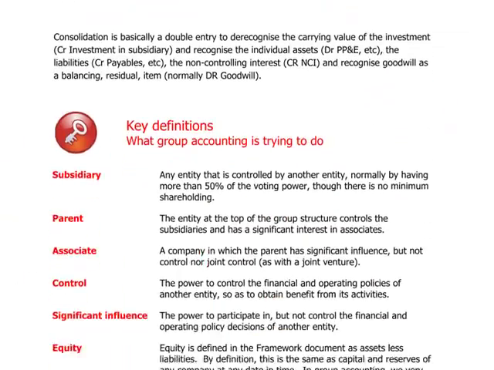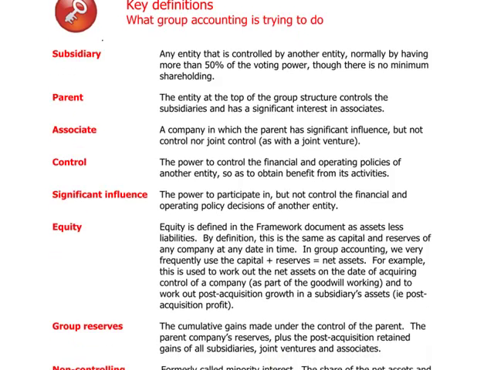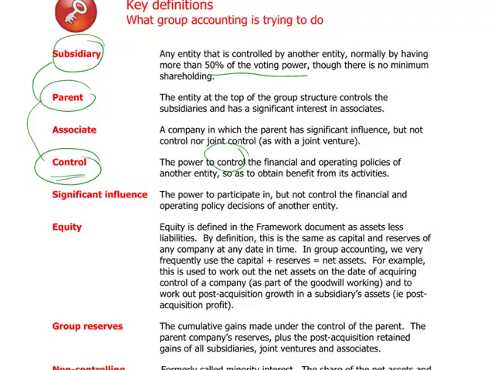Now, if you look at terminology, it's very important to remember all the words we're going to use. So, subsidiary. What is a subsidiary? A subsidiary is an entity in which the parent company will have more than 50% of the voting power. In other words, and I will pick and choose the key words here, the parent company will have control in the subsidiary. So what is control? It is the power to control financial and operating policies of this other entity.